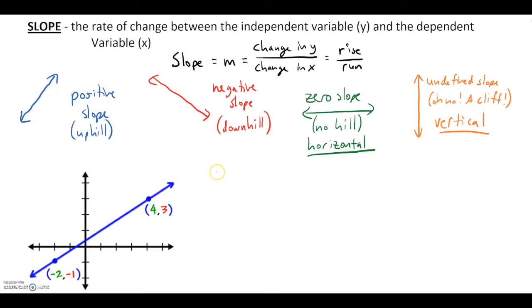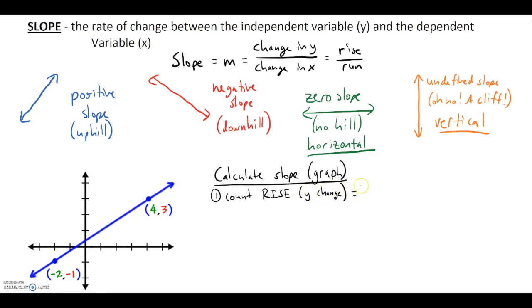So let's talk about slope using the graph that you see on your screen. And we're going to calculate slope using this graph. Step 1 for that, we're going to use the 2 points given, -2, -1, and 4, 3, and count the y change between them. Count the rise. And for this problem, between the 2 points, you rise up by 4 units. Step 2, we're going to count the run, or the x change, the distance between these 2 points horizontally. Looks like 6 units from left to right.